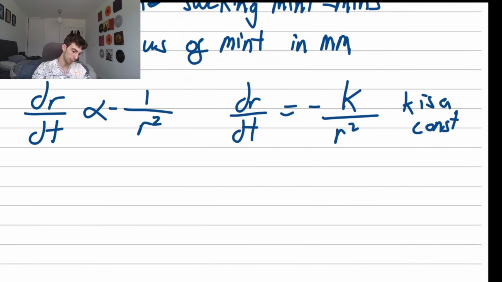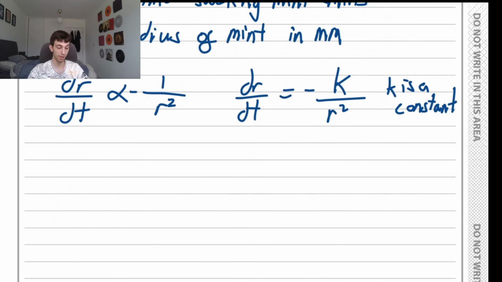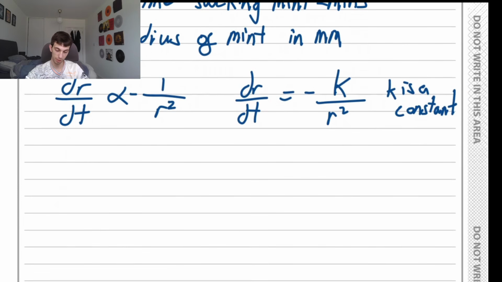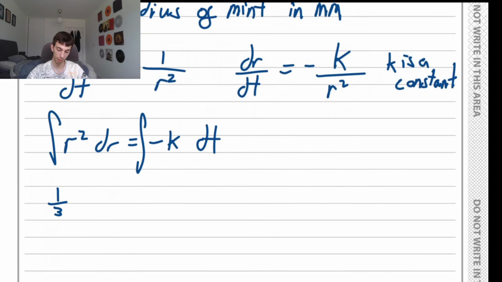Okay, so from here, what can we do? It's going to be a differential equation. So solving the differential equation, we have to get all of our r's on one side and all of our t's on the other. So we're going to multiply over by r squared. We have r squared dr equal to minus k dt. All we have to do now is integrate both sides. Integrating r squared, raise that power up by 1, divide by the new power. So that's going to be a third r cubed equals minus kt plus c.